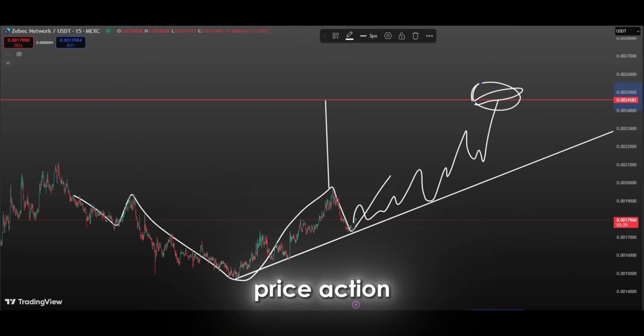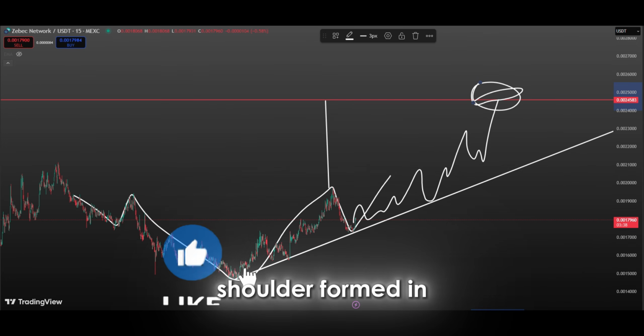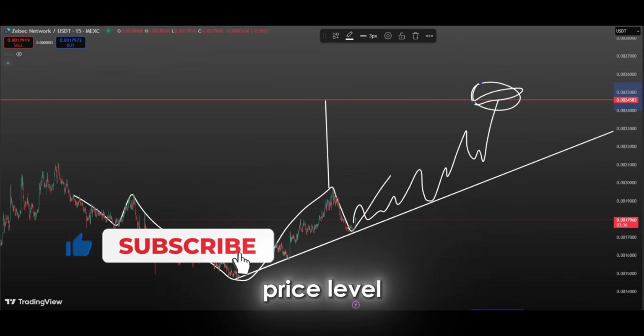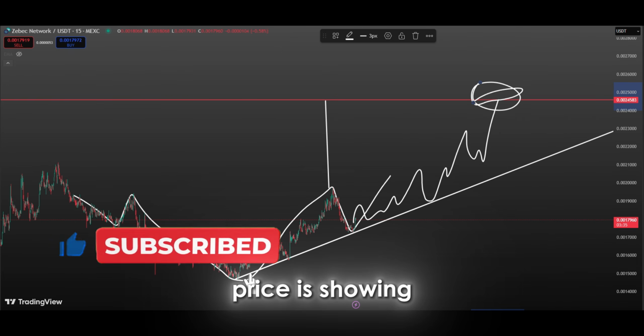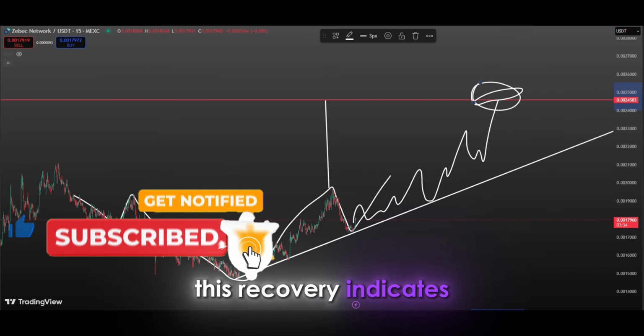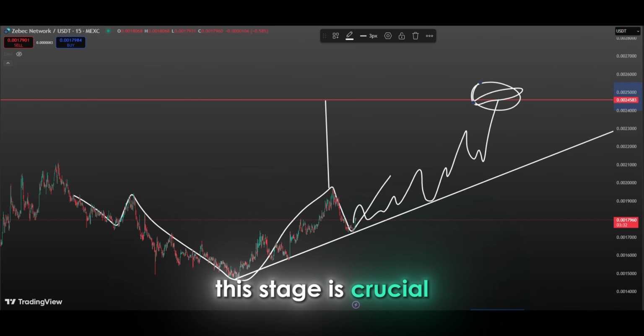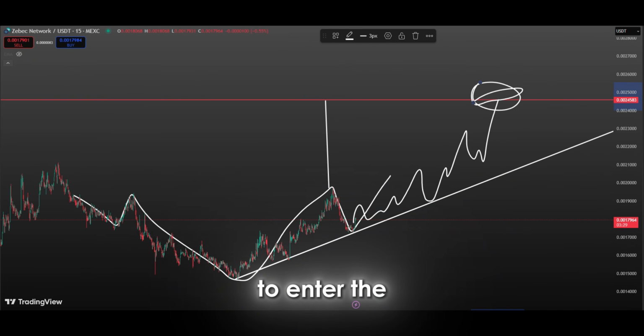When we look at the current price action, we can see that the left shoulder formed in the past, followed by the creation of the head at a lower price level, and now the price is showing signs of recovery. This recovery indicates that we are in the phase of forming the right shoulder. This stage is crucial because, with the completion of the right shoulder, buyers are expected to enter the market more strongly and push the price upward.